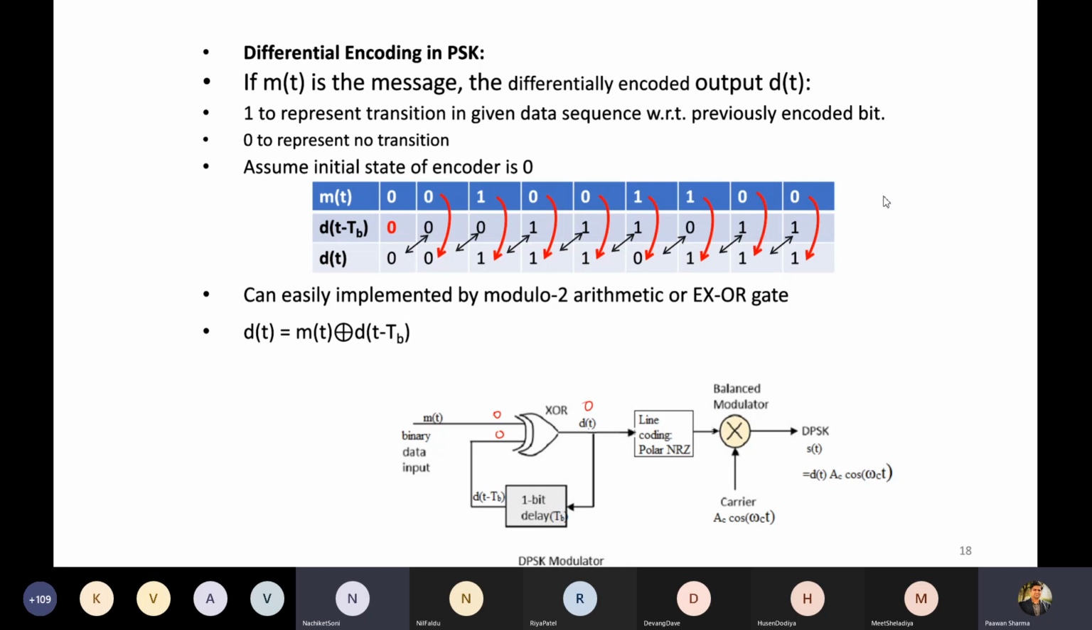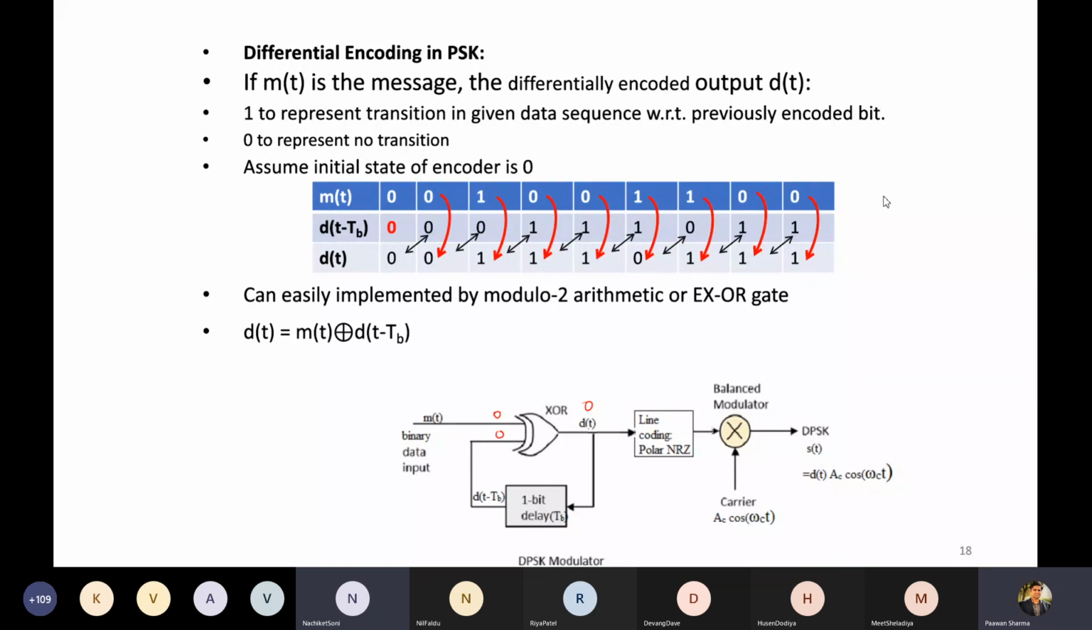Yes, sir. Is it clear, this DPSK? Yeah, it is a little bit unclear, sir. Okay, so tell me where it is unclear. Yeah, sir, the encoder portion of it only, sir.